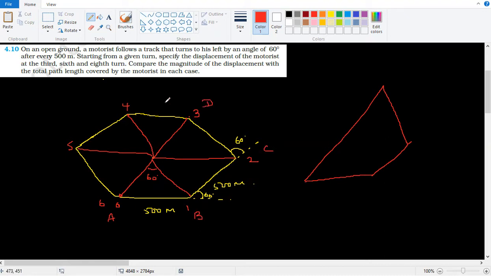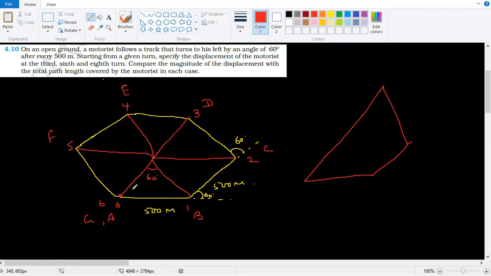Okay, doesn't matter. A, B, C, D, E, F, G. Can come back to the same point. So basically, you want to go from here to here, right? So this side is given. This angle is given, 60 degrees.